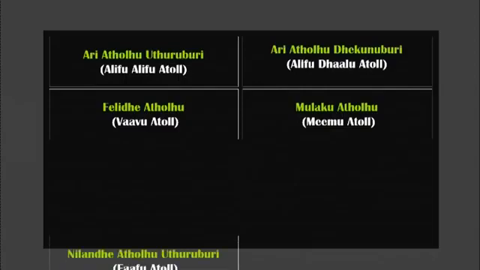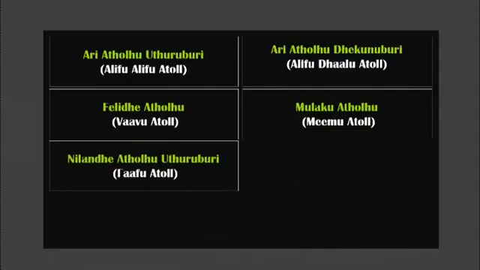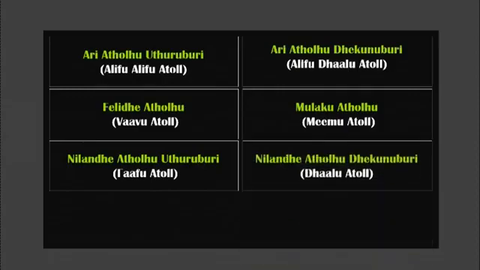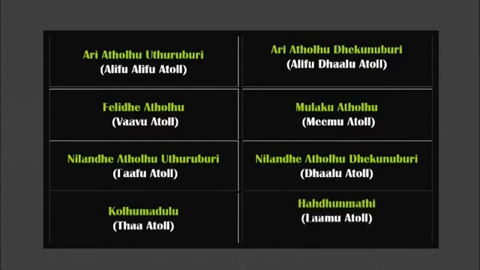And the official name of Faafu Atoll is Nilandhe Atoll Uthuruburi. And the official name of Dhaalu Atoll is Nilandhe Atoll Dhekunuburi. Kolhumadulu is known as Thaa Atoll. And Haddhunmathi is known as Laamu Atoll.